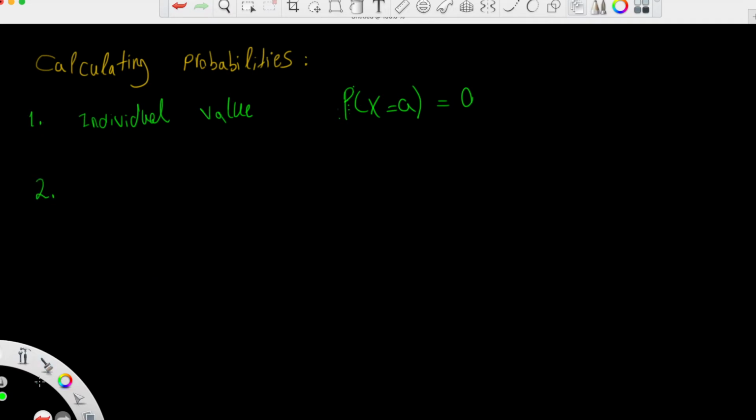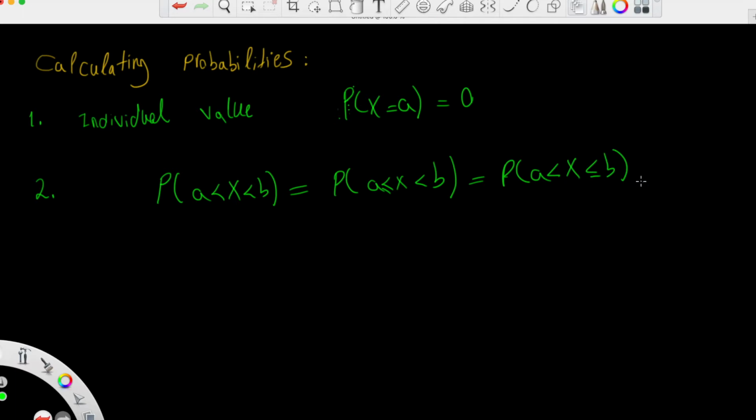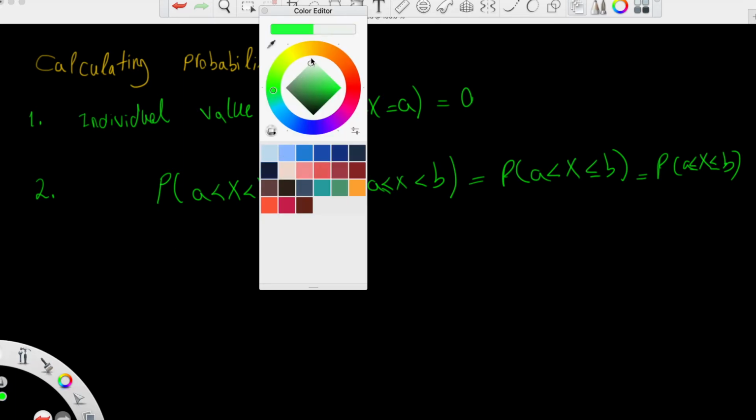The second point: as we cannot actually find the probability for individual points, we calculate probability over an interval. So probability of x between a and b is equal to probability of x more or equal to a and less than b, where a is included, or more than a and less or equal to b, or both are included. So all these statements will give you the same probability, no matter whether the upper bound and lower bound of the interval are included or excluded. You are supposed to consider these points when calculating probabilities.